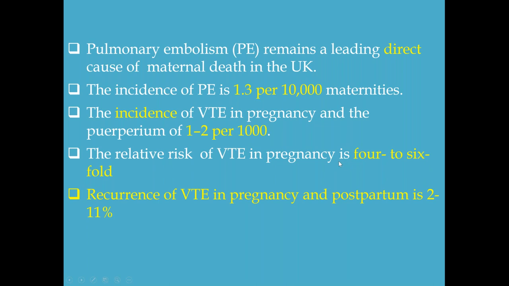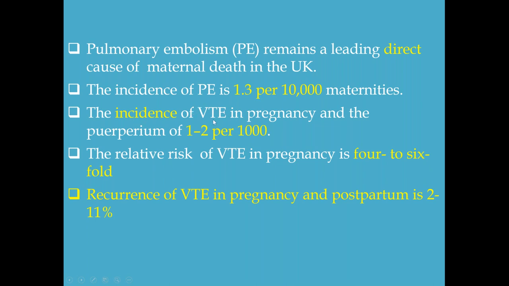Pulmonary embolism remains the leading direct cause of maternal death in the UK, so it is the most important direct cause of maternal death in the UK. It's the first cause. And the incidence of pulmonary embolism is about 1.3 per 10,000 maternities. This is the incidence of PE in the UK.